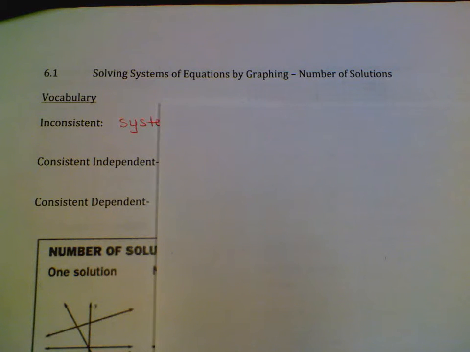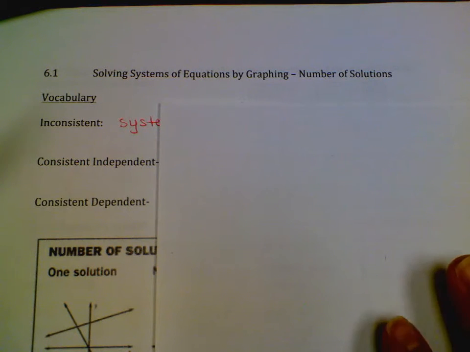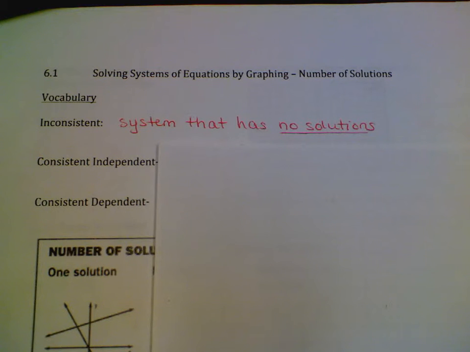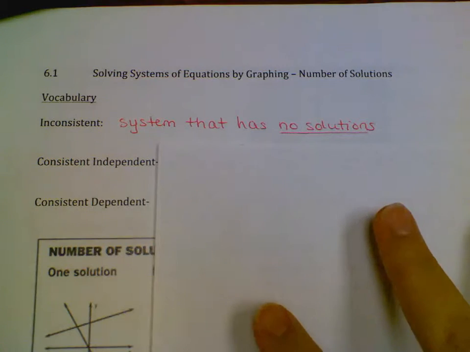The second section of 6.1 is about finding the number of solutions. Before we get started, there are some definitions that I want you to make sure that you've written down. Inconsistent means that a system will have no solutions. So we will look at the graph for that so you can see what that looks like.